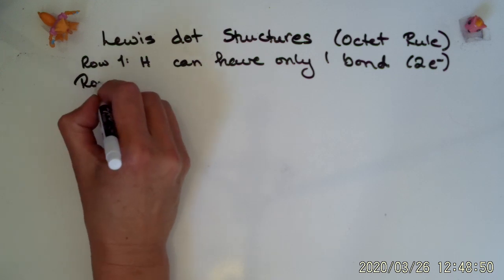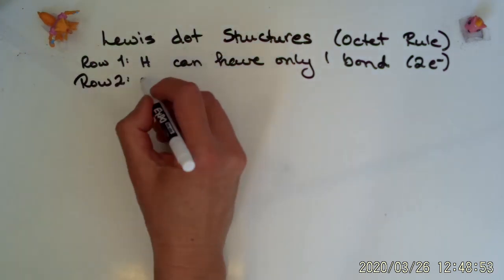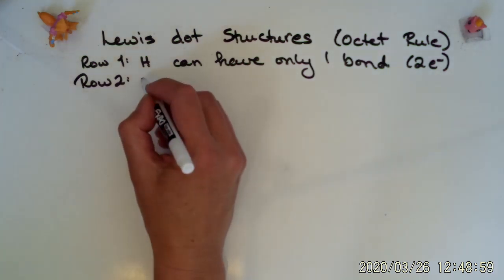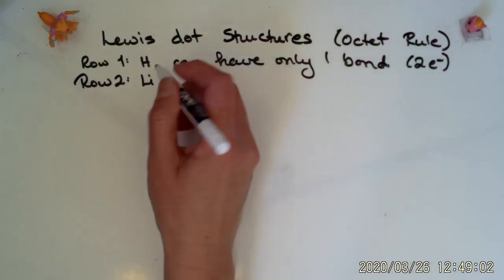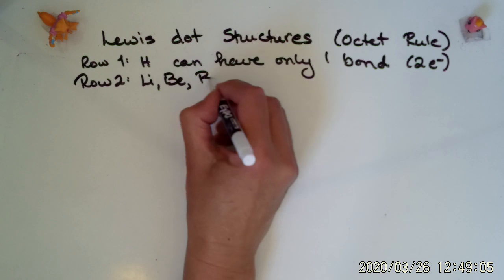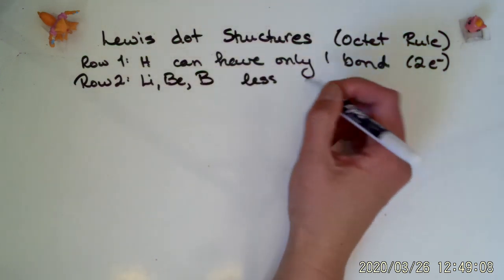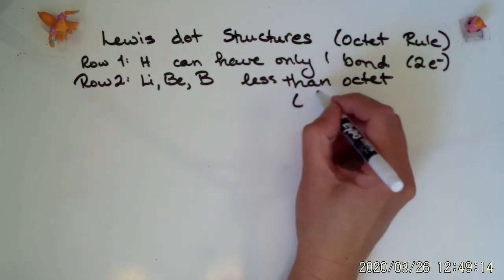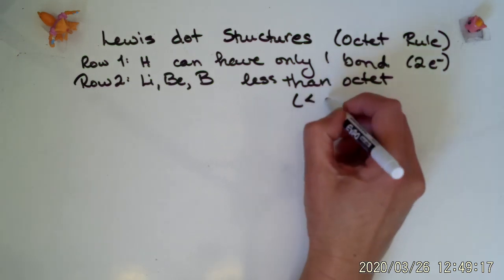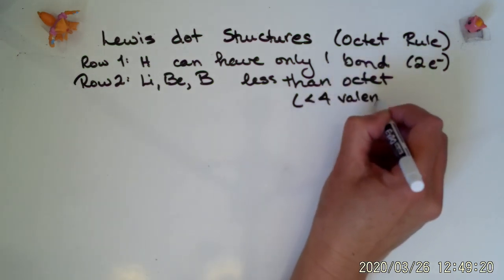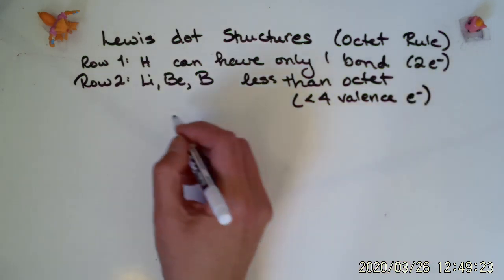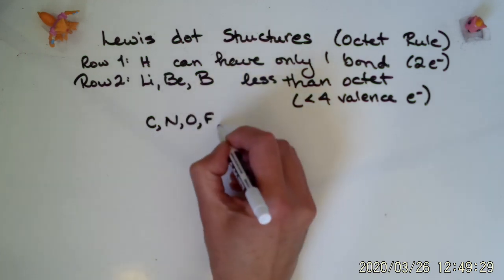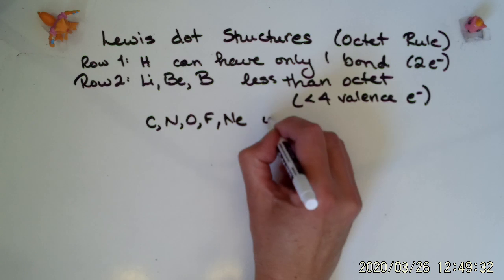When you look at row 2, you have only up to an octet. So we have basically our metals. So let's see, we have lithium, beryllium, boron. These are less than an octet. Right? This is because they have less than 4 valence electrons. If we look at carbon, nitrogen, oxygen, fluorine, and neon, you get up to an octet.